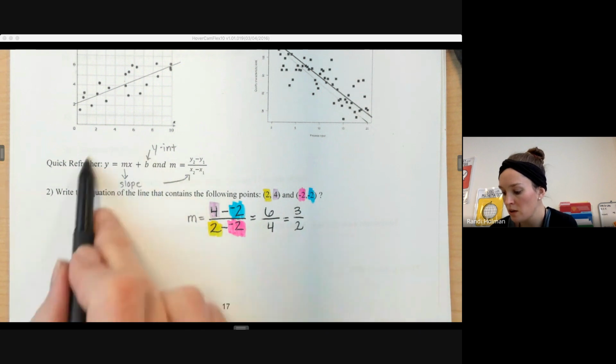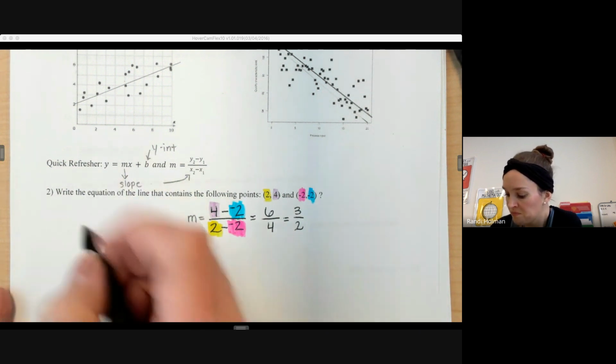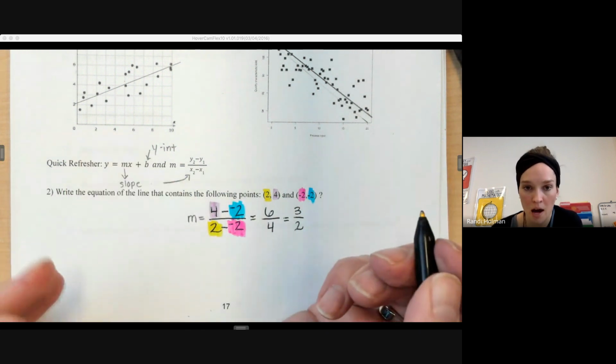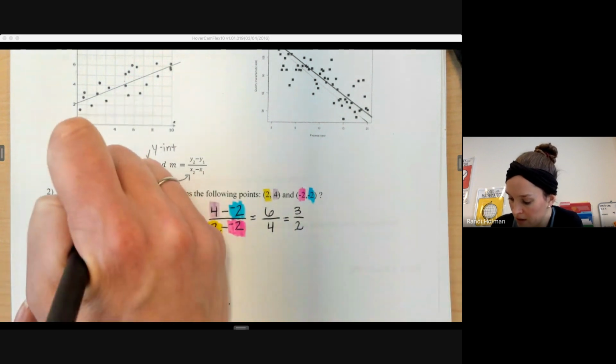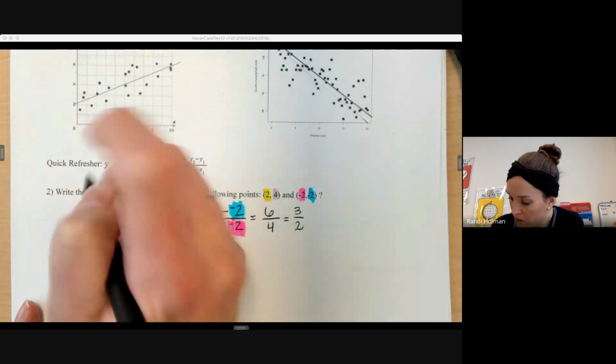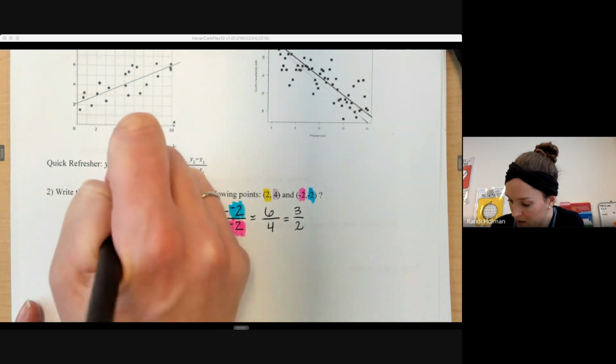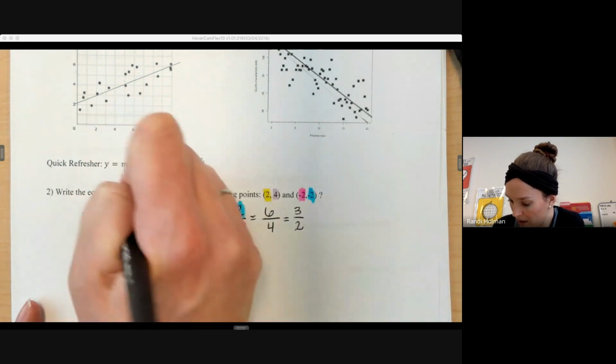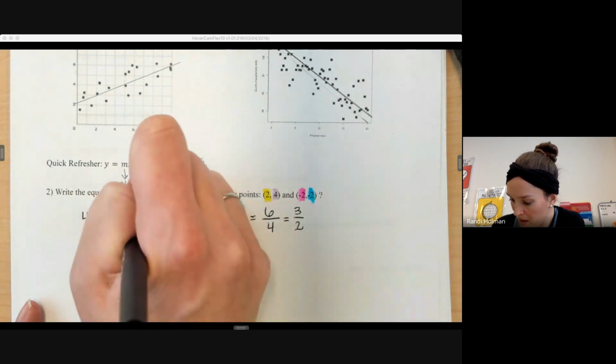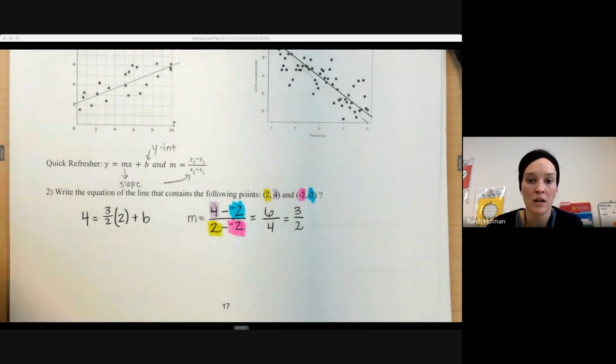So we're going to go back to our equation here, y equals mx plus b, and I'm going to plug in a y value, either y value. So I'm going to use that 4 again. And then it equals our slope, 3/2 times the x value that goes with that y value, plus b. So we are going to use this to find that b value.